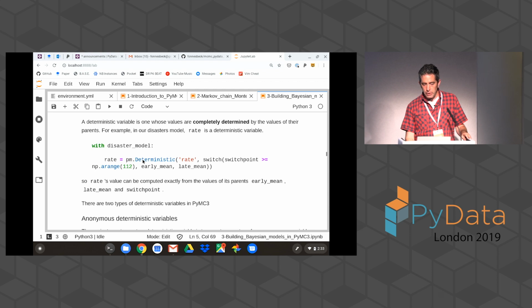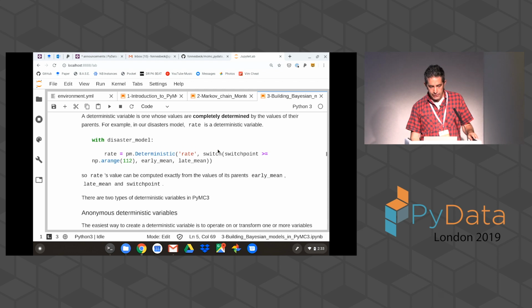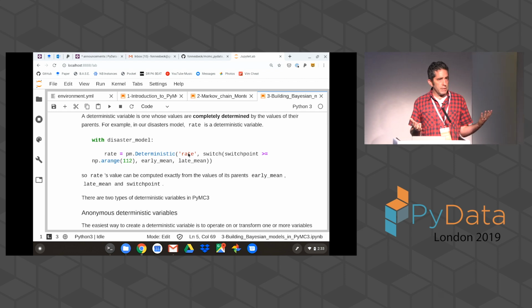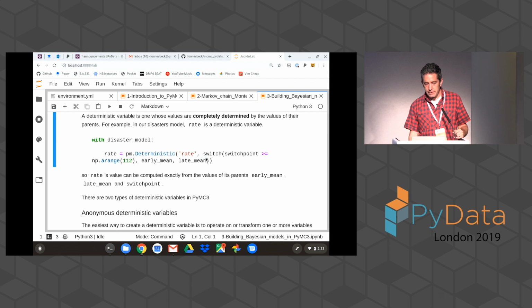So we have this deterministic class here, and all you do is it's just a wrapper for some deterministic transformation. In our case, the rates are what we need. So it's got to be a switch statement. If it's before this change point, which is unknown, it's one value, otherwise it's another. So here's the switch statement.